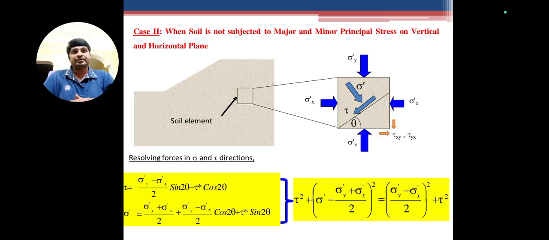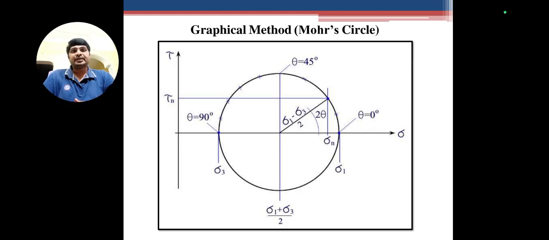Case 2: when the soil is not subjected to major and minor principal stresses on vertical and horizontal planes, tau is equal to (sigma y dash minus sigma x dash) into sine 2 theta minus tau into cos 2 theta. Sigma dash is equal to (sigma y dash plus sigma x dash) divided by 2 plus (sigma y dash minus sigma x dash) divided by 2 into cos 2 theta plus tau into sine 2 theta. These two cases come under the analytical method to find the normal and shear stresses, whereas the graphical method is also known as the Mohr circle method.